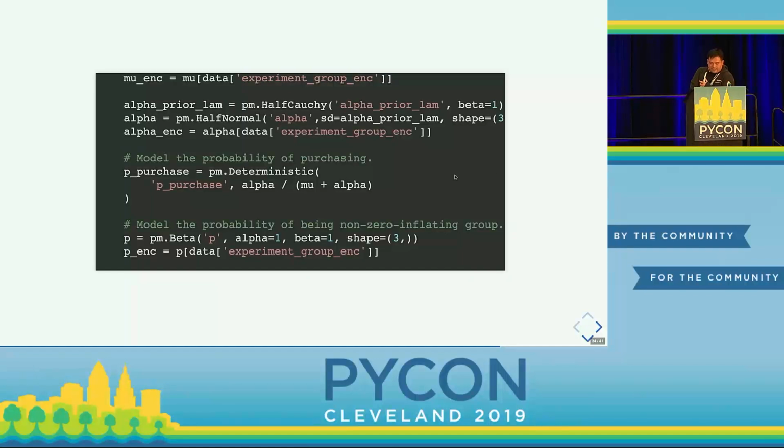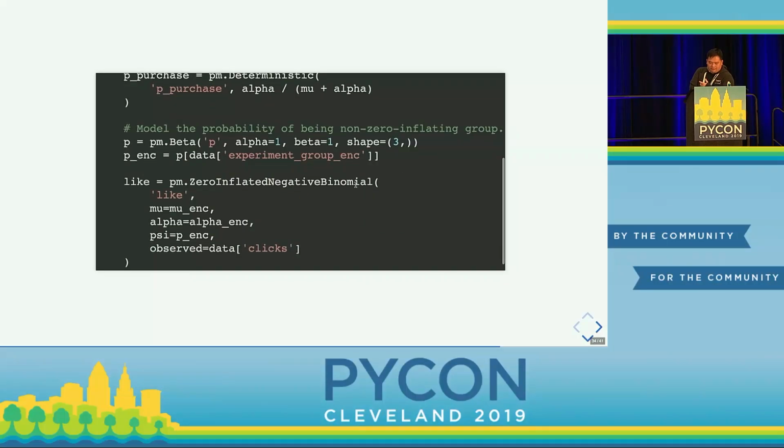So in PyMC3 code, it turns out, look, we have the zero inflated negative binomial distribution. A lot of probability distributions are first-class citizens there, and this particular so-called mixture distribution is also one of them. And in fact, you can make a mixture distribution of your own. Moreover, here's what's really cool.